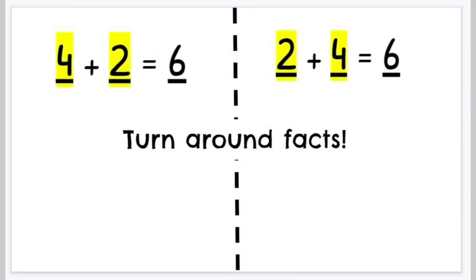The last two videos we talked about turnaround facts, otherwise known as flip-flop facts. So as long as you are using your parts, no matter which order you put your parts in, they are going to equal your whole amount. Now it's really important that you pay attention to what I just said. The parts can be flip-flopped. You can't just flip-flop any of the numbers in these addition number sentences because then they wouldn't be true. But if you flip-flop the two parts, no matter which way you put them, they will equal the whole amount.